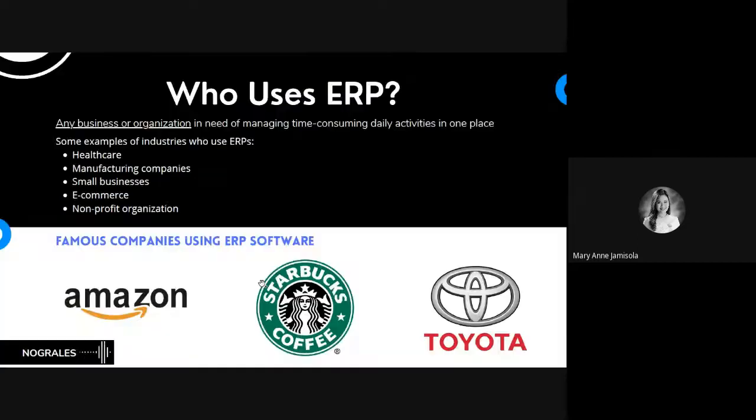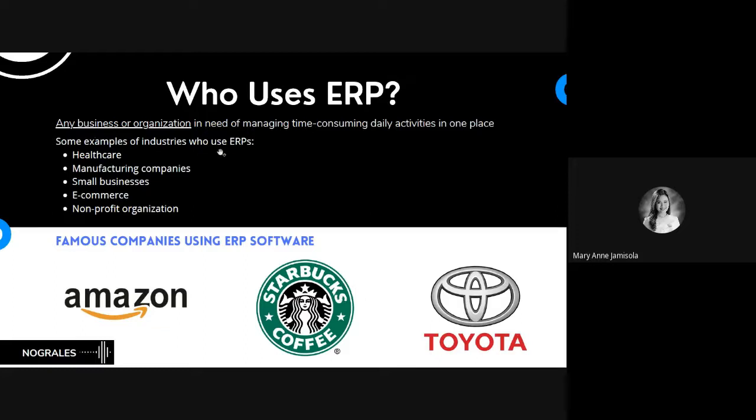Okay, let's proceed. So these are the companies that are actually using ERP. The big companies are using ERP because it's very hard to use just MRP1 or MRP2 or even just Microsoft Excel to handle all the voluminous data that the company has. So these are the famous companies that are using ERP software. We have Amazon, Starbucks, Toyota.